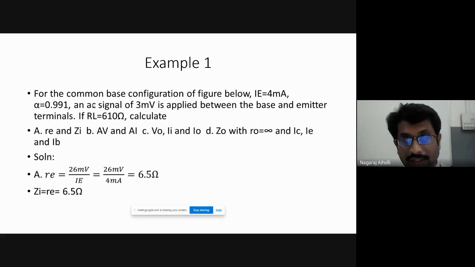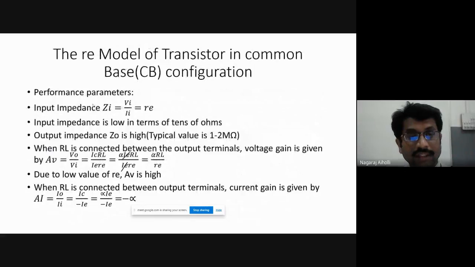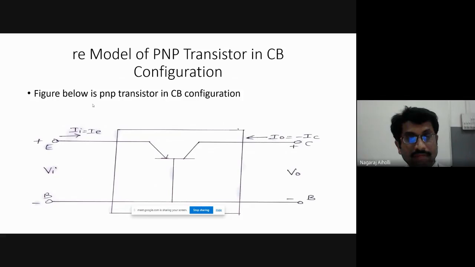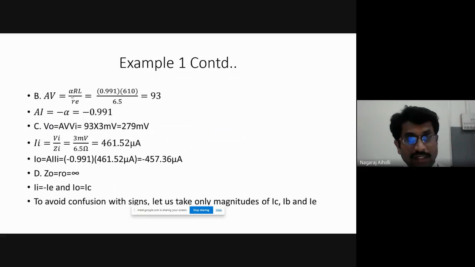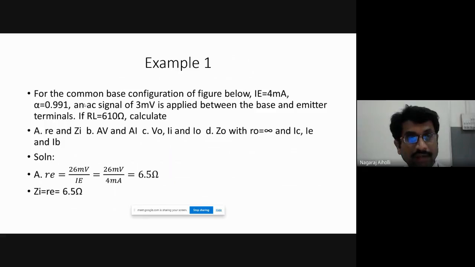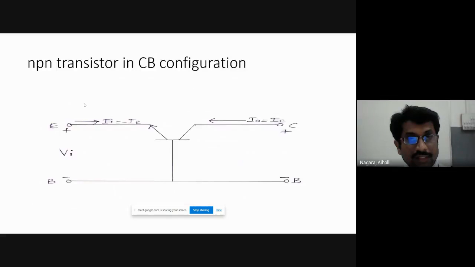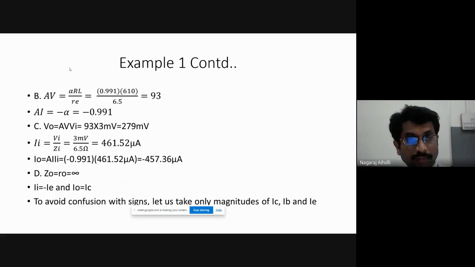You have to understand the things and then do them. So they're asking for the current gain, AI. What is the equation for current gain? Here, AI is equal to minus alpha. We already derived that equation. AI is equal to minus alpha, use that directly. Alpha is given in the statement as 0.991. This AI current gain will be minus alpha, that is minus 0.991. We calculated the value of current gain.